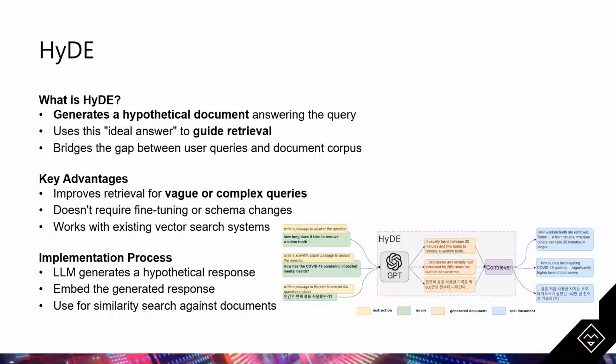HyDE, or hypothetical document embeddings, is a clever retrieval strategy. Instead of searching directly with the user's query, we first ask an LLM to imagine an ideal answer. This hypothetical document becomes our North Star for retrieval. This is because real queries are often vague and don't match the corpus. HyDE bridges this gap, transforming, say, a messy question like, how does climate affect crops, into a structured, search-friendly passage that guides retrieval.